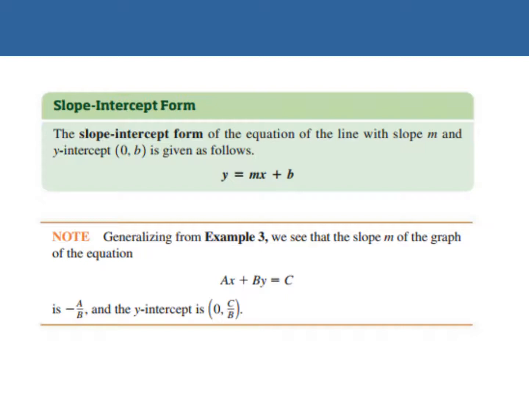Now the slope-intercept form is y is equal to mx plus b. The y-intercept is 0, b, and the slope is m. Now when we look at the general equation of a line, ax plus by is equal to c, we can see that the slope is minus a over b, and the intercept is 0, c over b. Don't memorize it. You're always going to be able to figure it out.